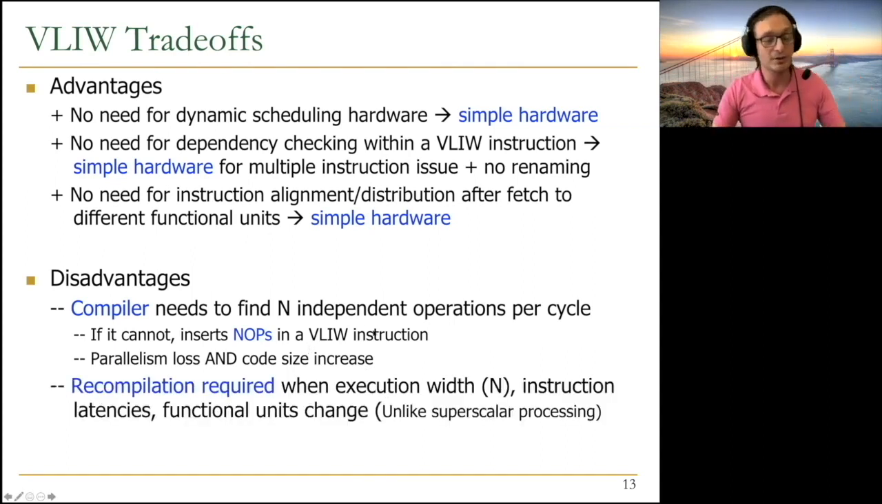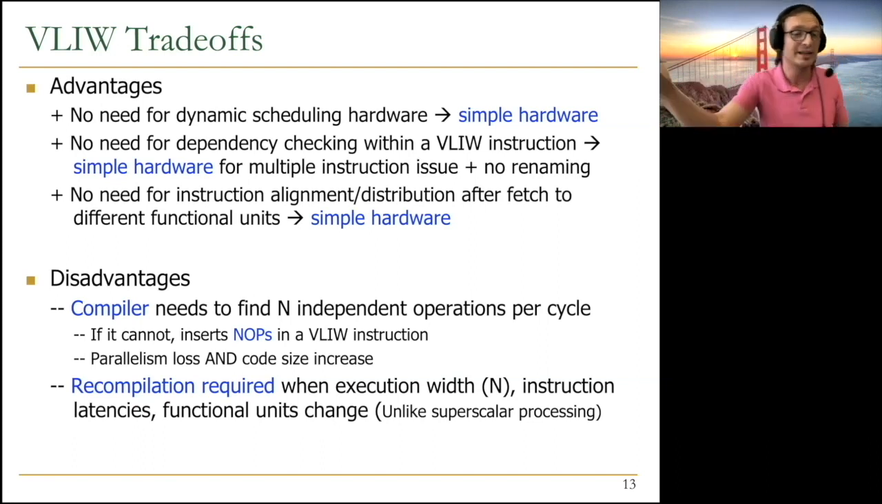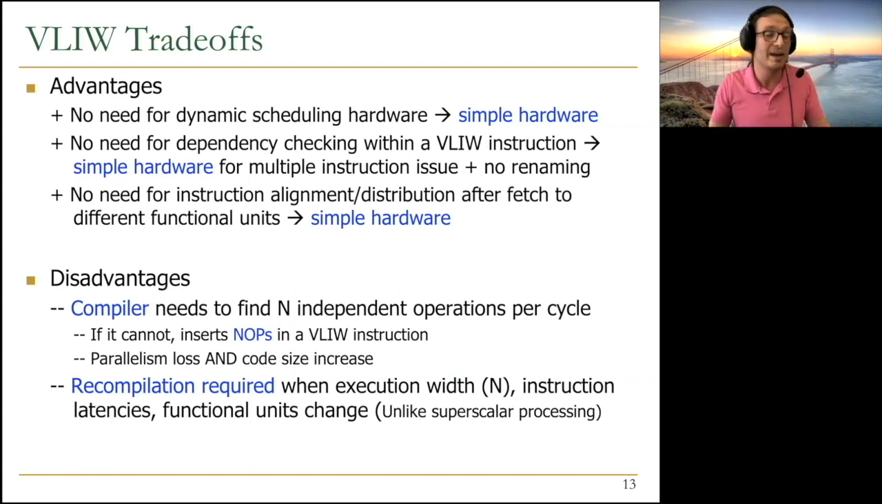Okay, so there are also other disadvantages. Whenever you change the execution width, instruction latencies, functional units, basically anything in your microarchitecture that affects instruction scheduling, you have to recompile code. And this is a downside. For example, going from a 7-wide VLIW to 28-wide VLIW, you need to recompile code. And there's no way around it, basically. And this is a big problem, right?